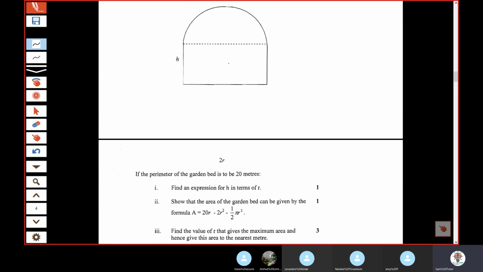Lisa has designed the garden bed. Do we need anything from the top? No, nothing from the top. Pretty much, I think you guys know it by now. What's part I? It's going to say find h in terms of r. What's part double I? To find area in terms of r. What's part triple I? Find the maximum area.